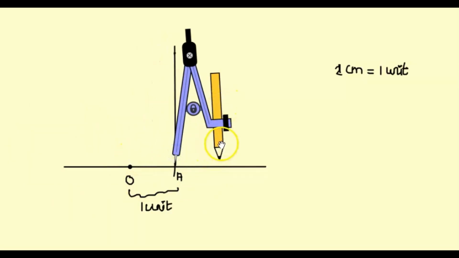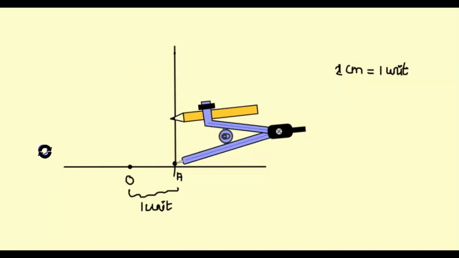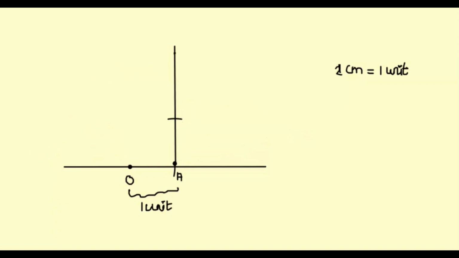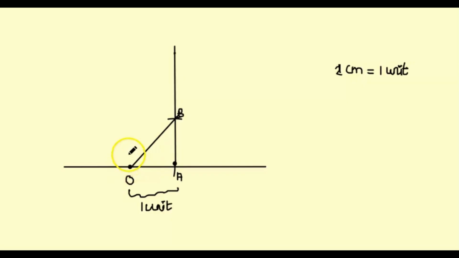Now what is our thing? We are going to mark 1 unit on this perpendicular line. So just mark 1 unit on the perpendicular line and mark this intersection as B. Now join O and B. Actually this OB is nothing but the root 2 value. I will say why it is. This is the root 2 value.